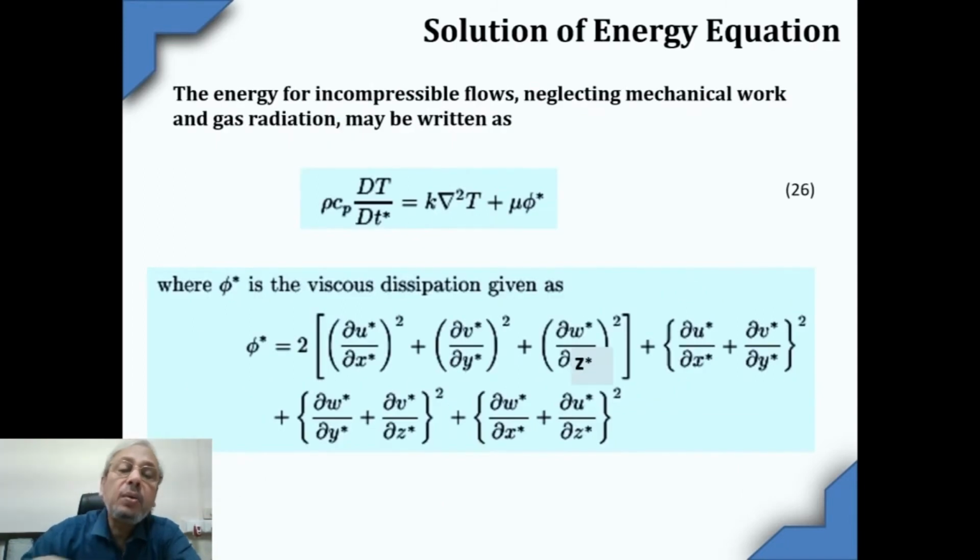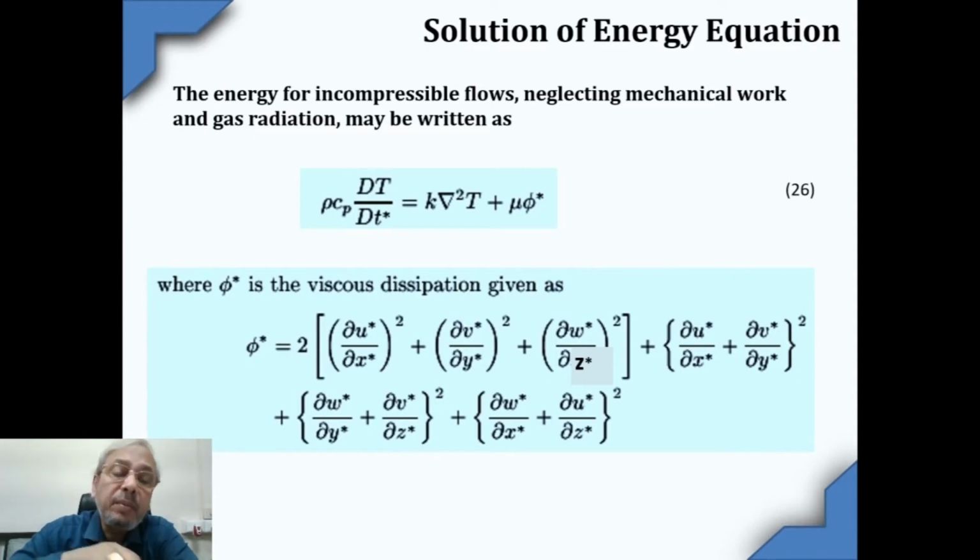Now we will come to energy equation. You can see we have written energy equation as a general expression. Rho Cp total derivative of t, that is dt, d time, and this has the temporal derivative and the spatial derivatives equal to k grad square t plus u phi star.